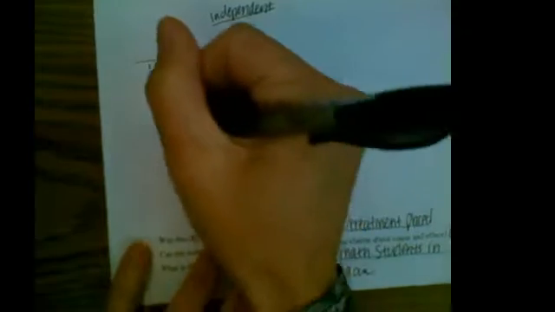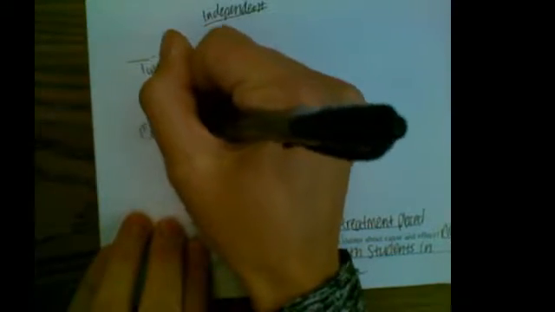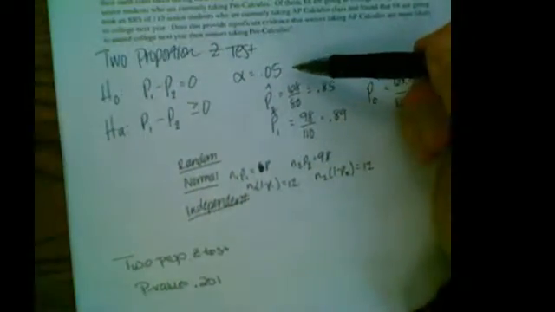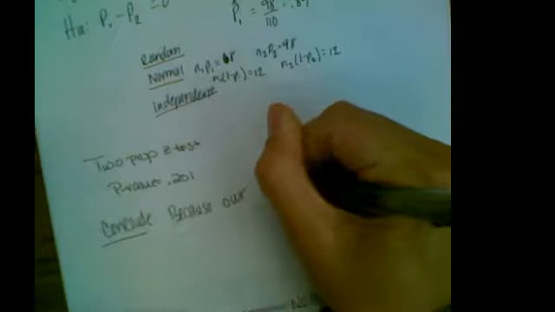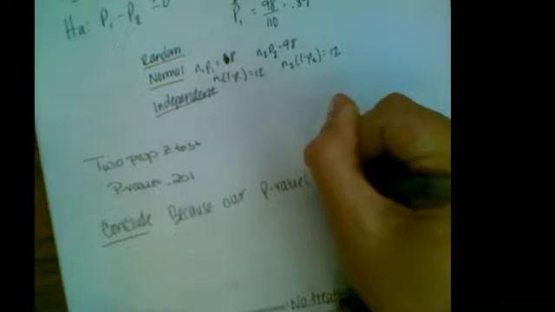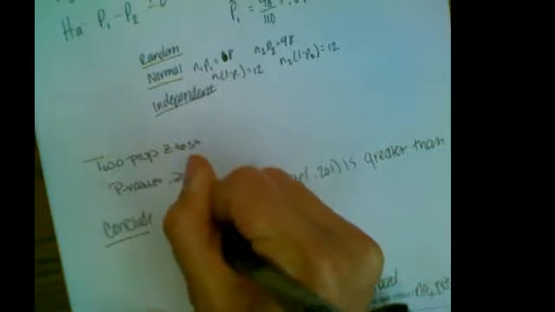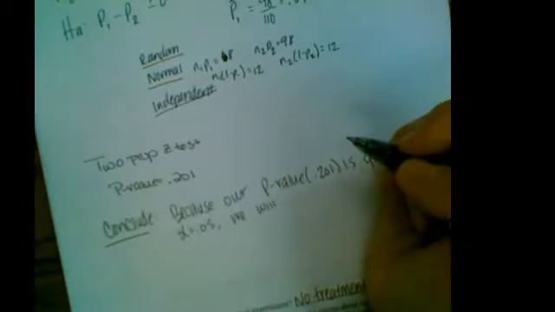You guys are still going to conclude in the same way that you would have before. If there is no alpha given, you're still going to use alpha as 0.05. So because our p-value, 0.201, is greater than alpha, we are going to, what are we going to do? We're greater than. Remember, if p is low, we reject the H0. This is greater, so we fail to reject.